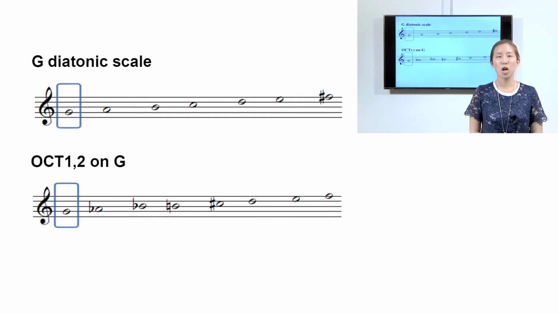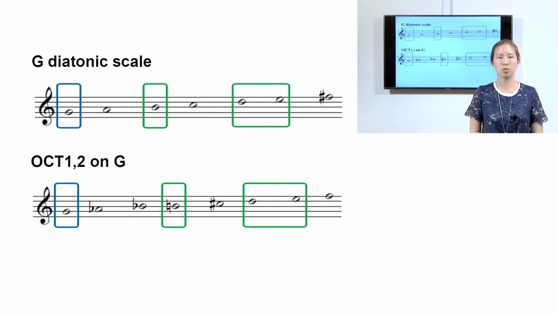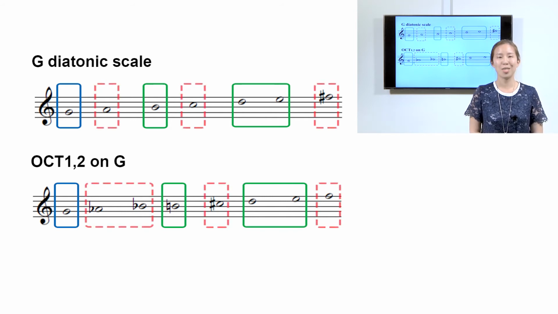First, they share the pitch center G of the collections. Second, they share several common tones, which are the notes B, D, and E. Finally, the remaining notes in the octatonic collection, A flat, B flat, C sharp, and F, can be heard as modally inflected variants of their counterparts in the G diatonic scale.